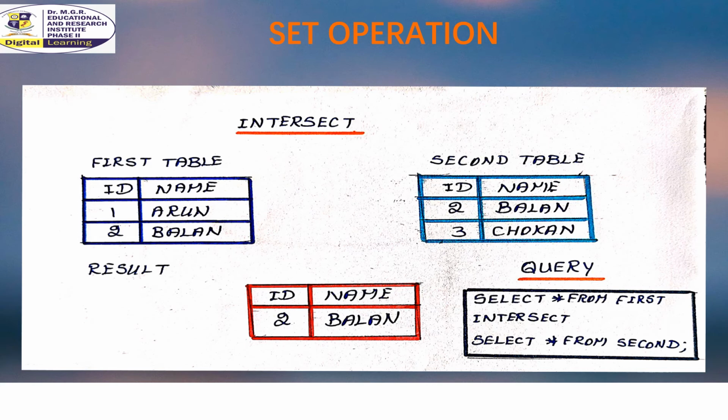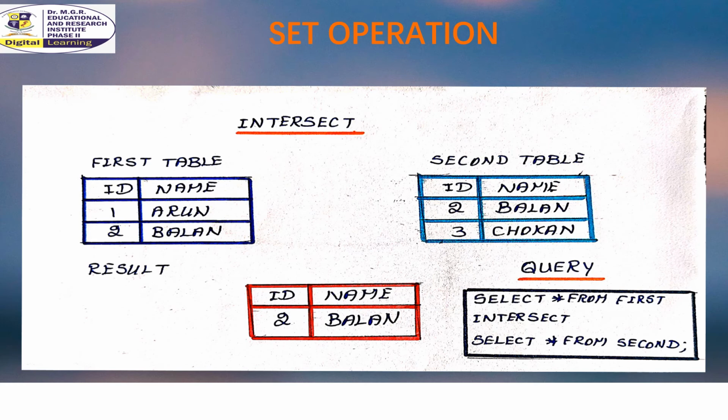Now we will see the query. So the query will be select star from first intersect select star from second. Now we will see the result table. The result table also has two columns, ID and name column, but the result table has only one record, and that record should be present in both tables, that is, in the first table as well as in the second table.